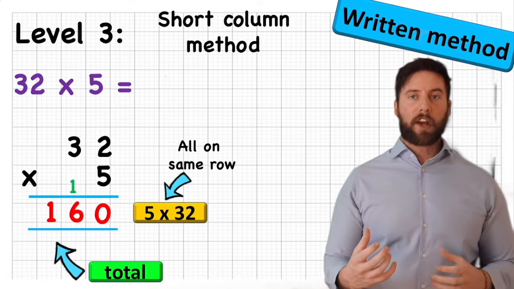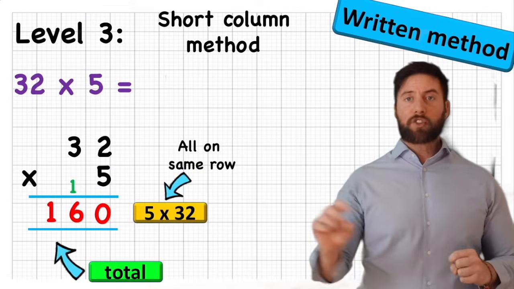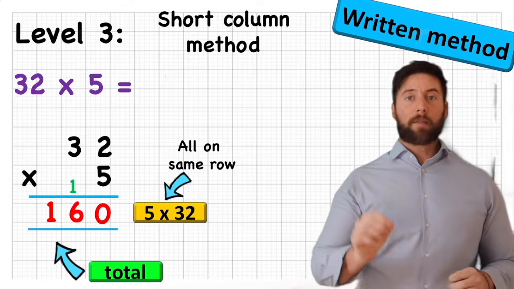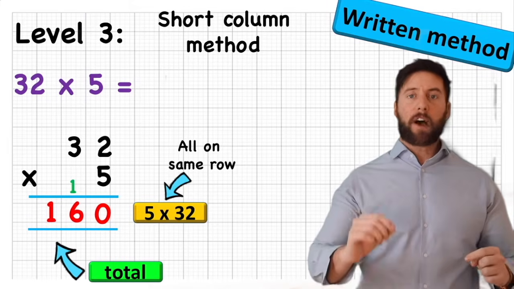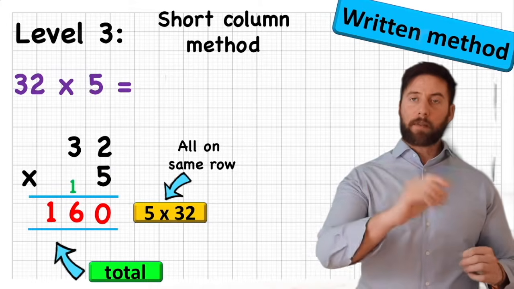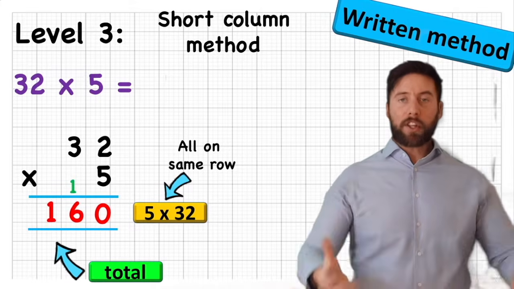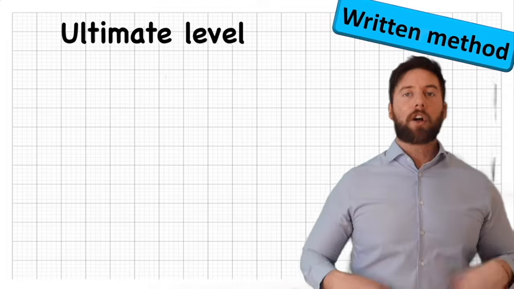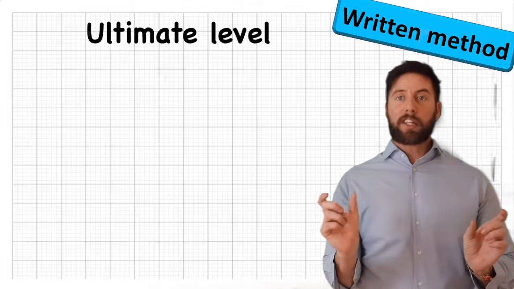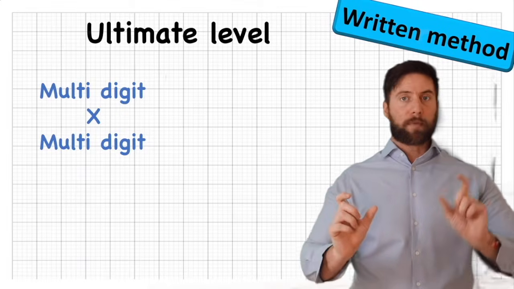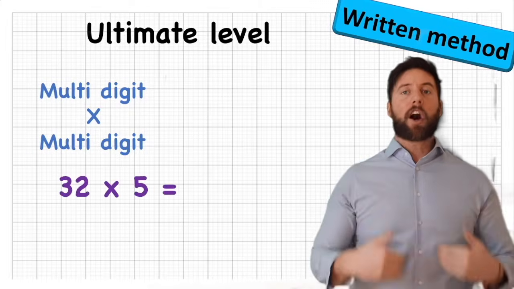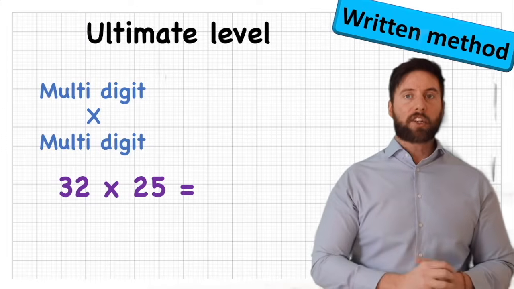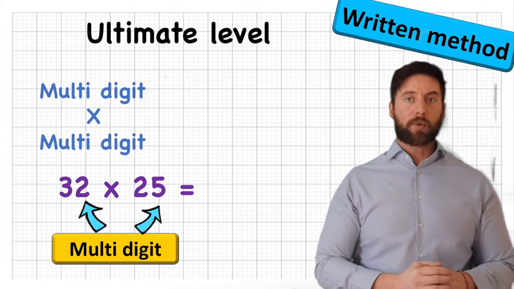So if we were looking at 32 times 5, that first row would have 5 times 32 all in the first row, rather than having a second row for 5 times 2 and then a second row for 5 times 3. Okay, that was another step forward, but now we're at our ultimate step. We're going to add a multi-digit to the second part too, so it's going to be a multi-digit times a multi-digit, okay? It is a leg up, it is our next progression, and there is a little trick to it, something that we need to learn and something that we need to understand, okay?